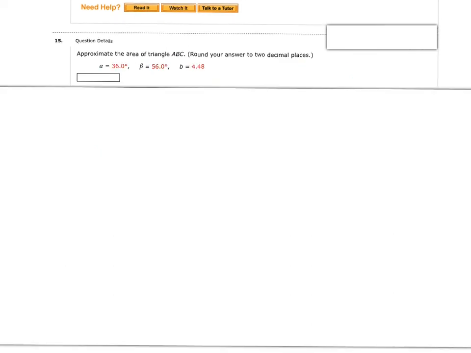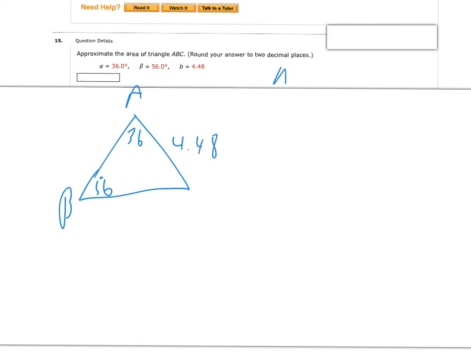All right, next one here, let's do this again. So we have this one, B. Let's see, angle B is 56, angle A is 36, and then side B is 4.48. So I'm thinking about my 1/2 AB sine C here, but on this one, remember that we need that angle to be in between these two sides, and that is not the case right here. So what I can do then is I can just find another side here. I'm going to go ahead and find side C.